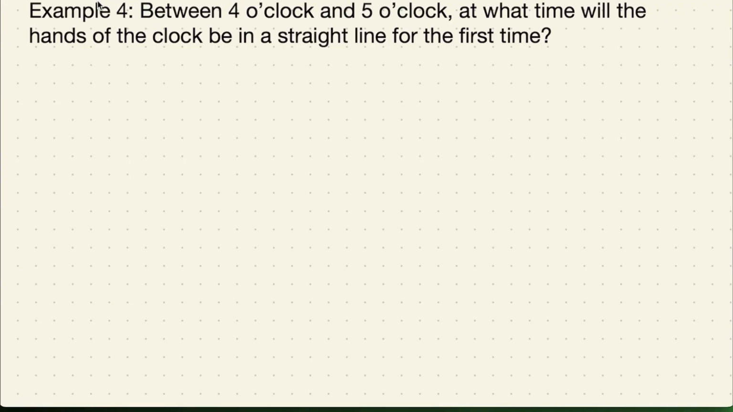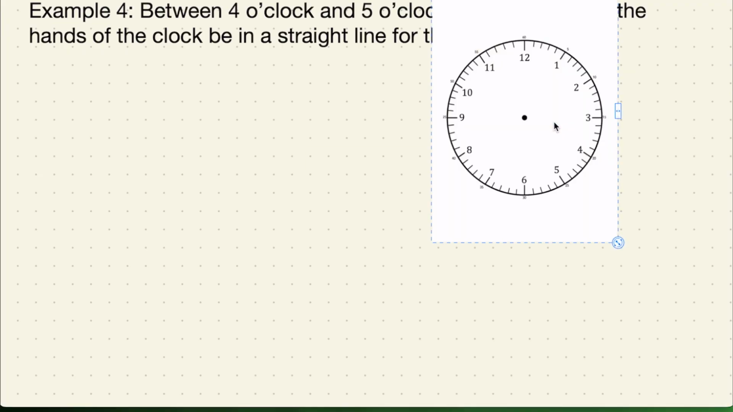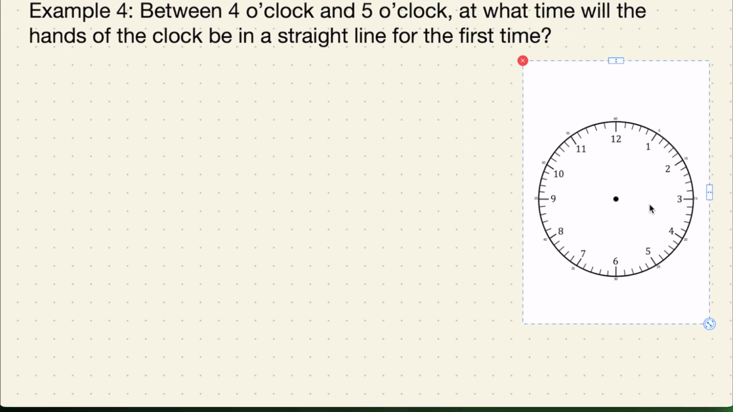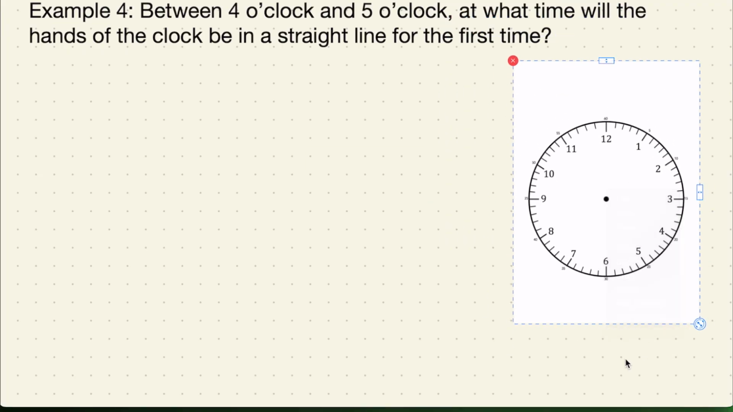Okay. So, for the next example, between 4 o'clock and 5 o'clock, at what time will the hands of the clock be in a straight line? For the first time. Okay? So, first you visualize what the position of the hands would look like. So, at 4 o'clock, it looks like this.